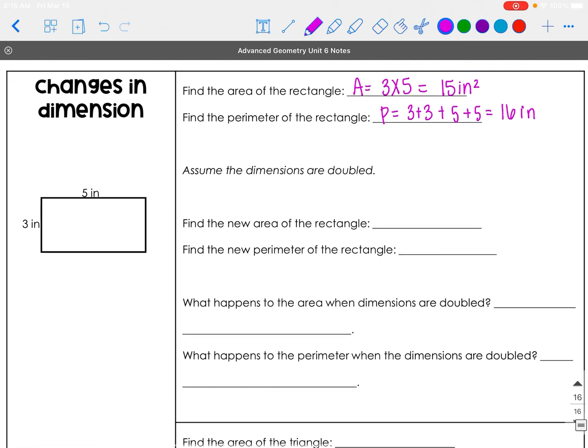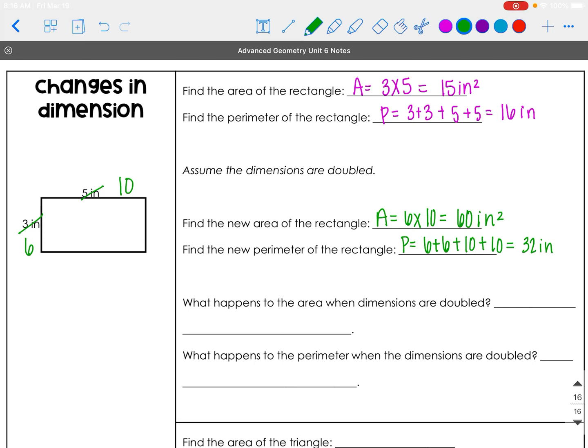Now what happens if the dimensions are doubled? This becomes 6, this becomes 10. Let's find the new area. Area is 6 times 10, which is 60 inches squared. The perimeter is 6 plus 6 plus 10 plus 10, which is 32 inches.